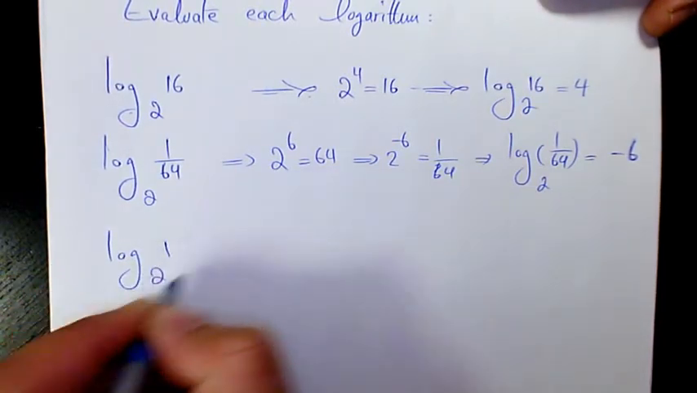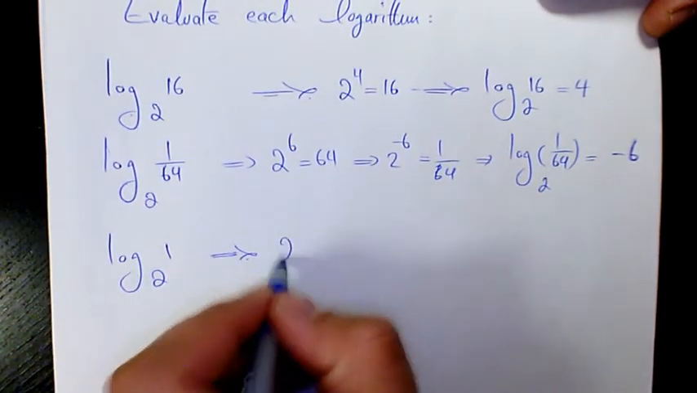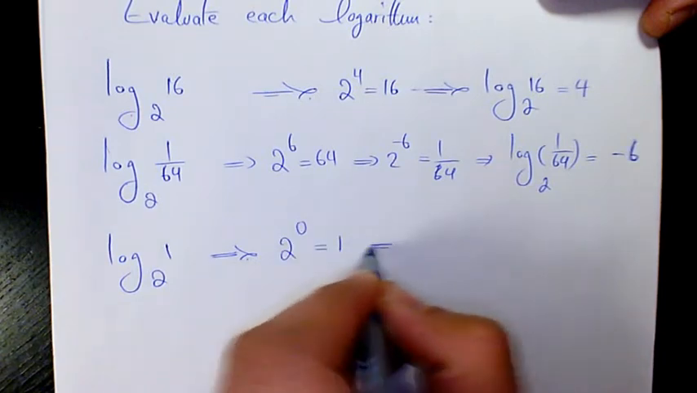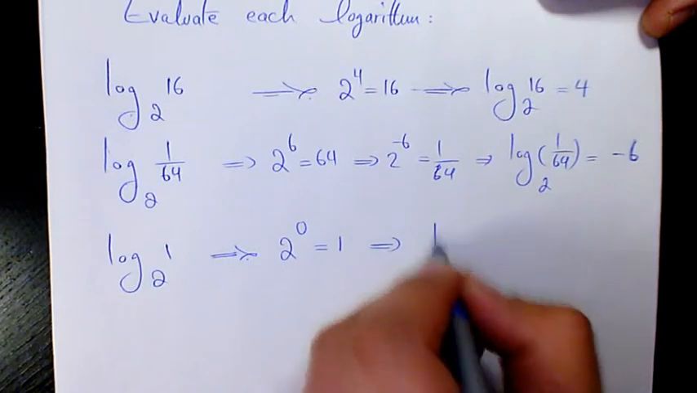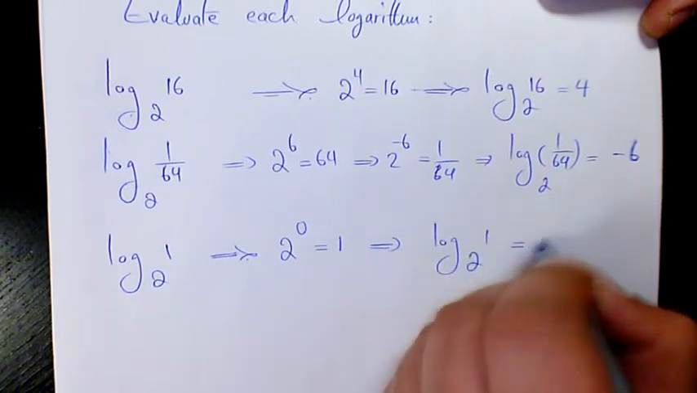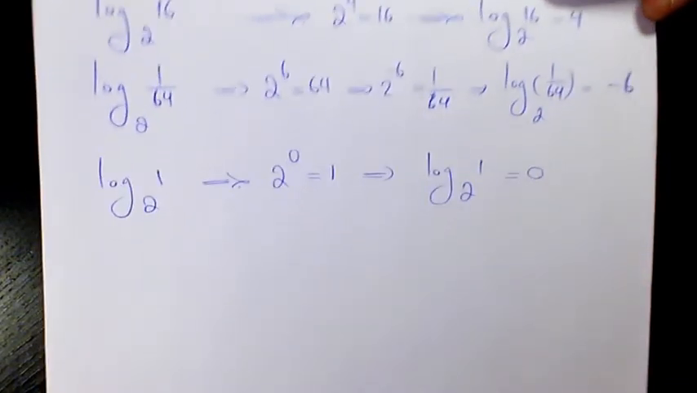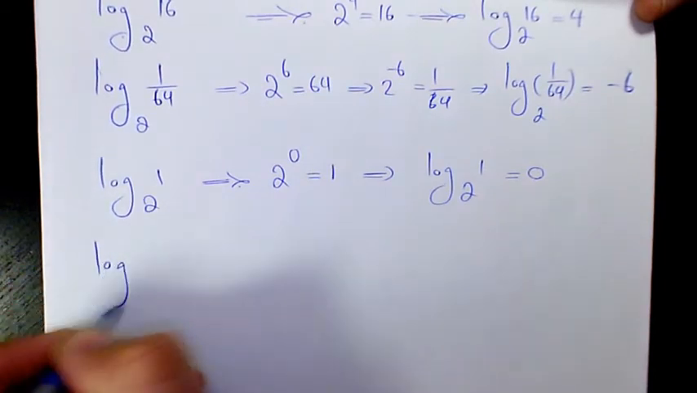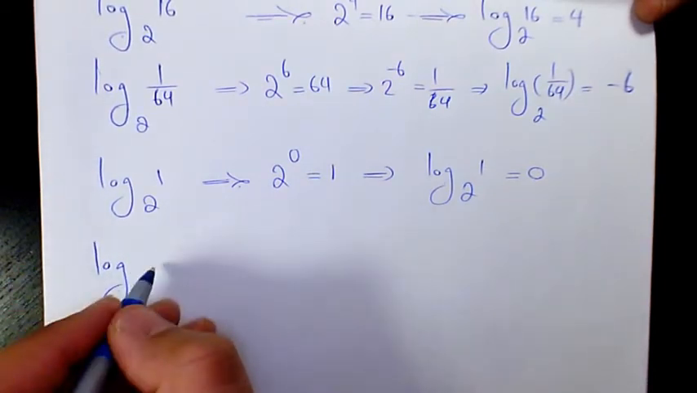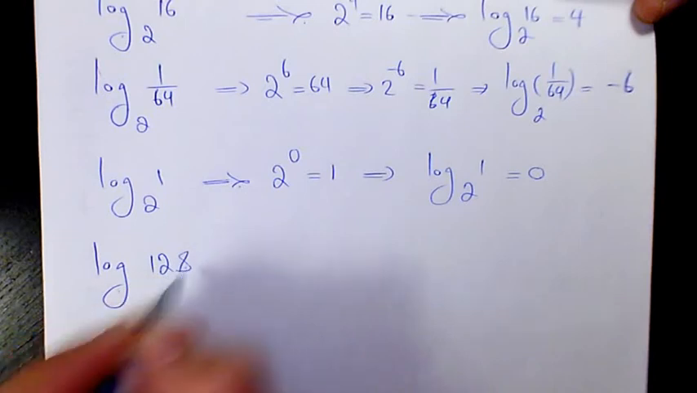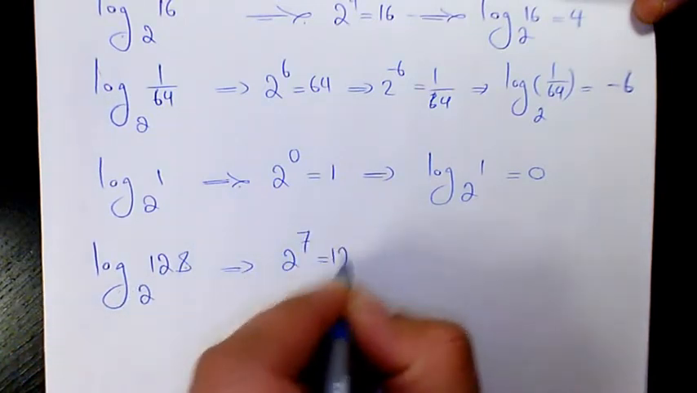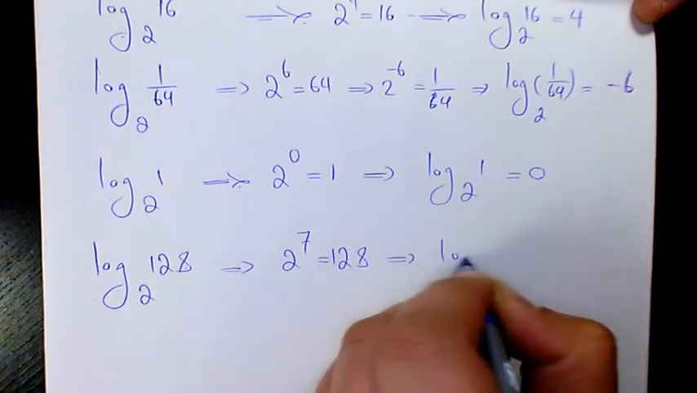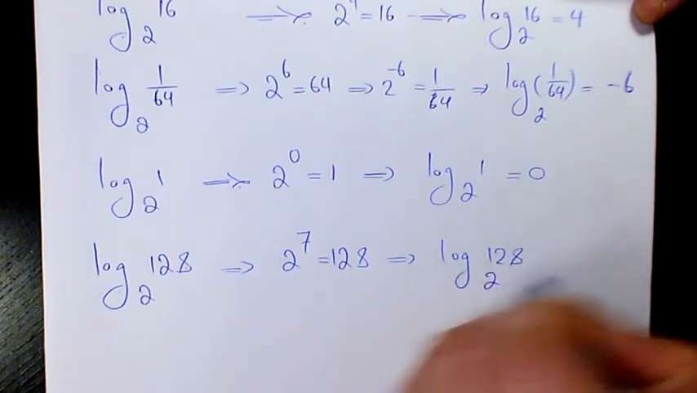Log 1 base 2. We know 2 to the power of 0 is going to be 1, and we had it already. Log of 1 base any number is going to be 0. So log 1 base 2 is going to be 0. Log 128 base 2. And 2 to the power of 7 is going to be 128. So log 128 base 2 is going to be 7.